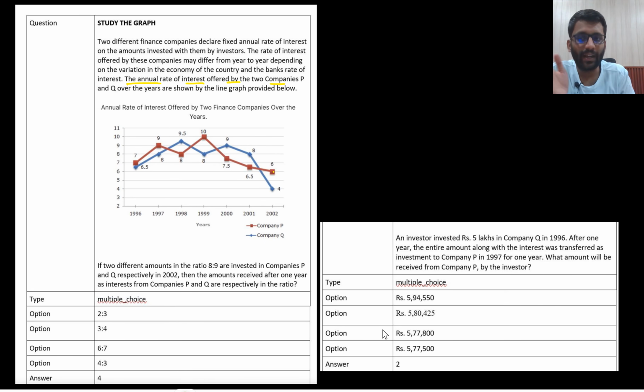So they are giving you the annual rate of interest offered by two finance companies over the year, company P and company Q. Let's see the first question. If there are two different companies, you always need to study it very slowly. If two different amounts in the ratio 8:9 are invested in company P and Q in year 2002. So P to Q is 8:9, year is 2002.